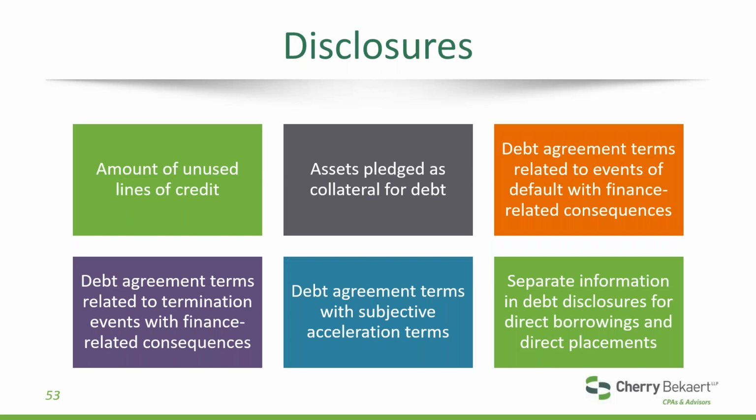The new disclosures required include the amount of unused lines of credit, assets pledged as collateral for debt, debt agreement terms related to events of default or termination events that have finance-related consequences, and debt agreement terms that allow for subjective acceleration of repayment. This statement also requires governments to separate information in debt disclosures regarding direct borrowings and direct placements from that of other debt.